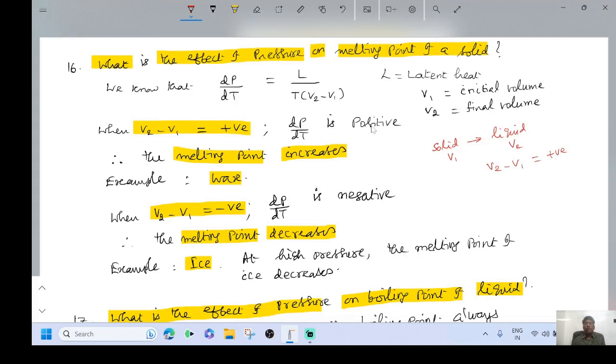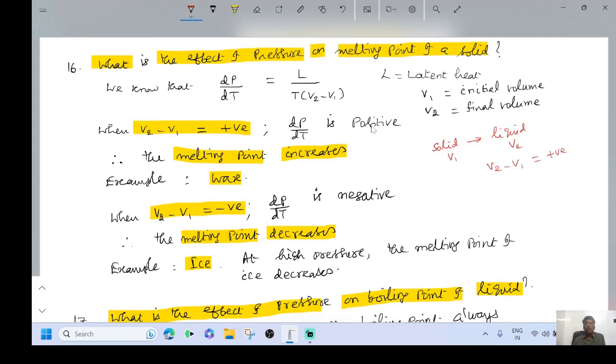Therefore, if V2 minus V1 is positive, dP by dT is also positive. If you increase the pressure, the melting point of wax is also increased.